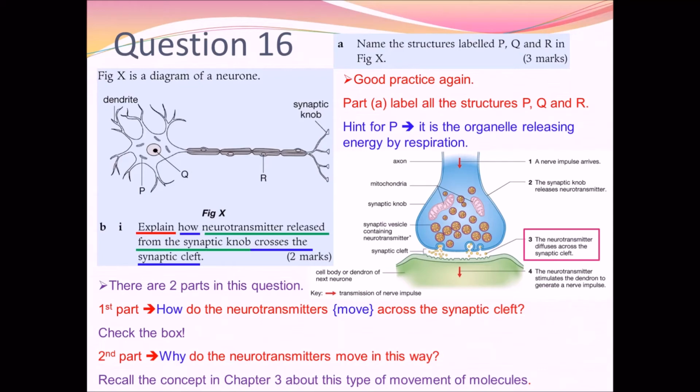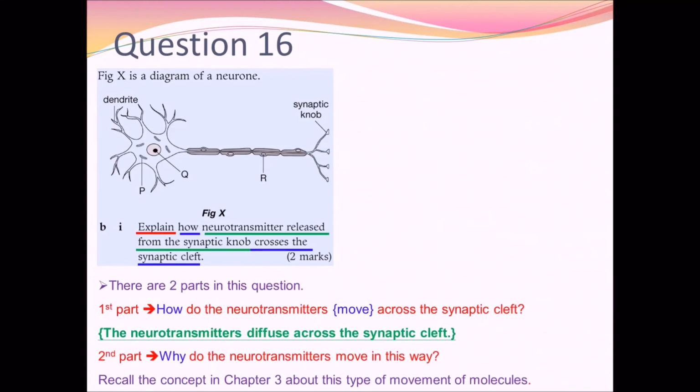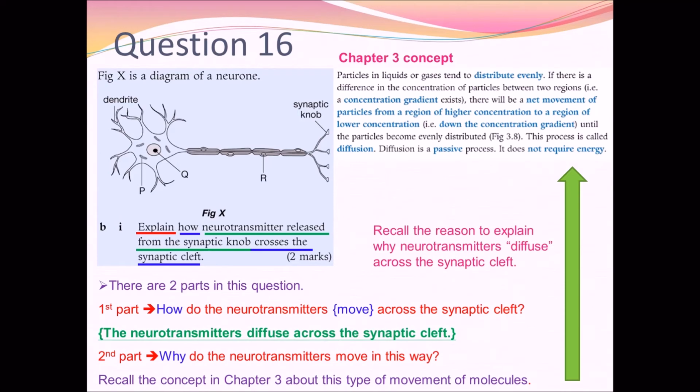From the diagram, in box number 3, you know that the neurotransmitter diffuses across the synaptic cleft. So for the first part of the question, your answer will be very simple. The neurotransmitters diffuse across the synaptic cleft. It's talking about how they move, right? And then for the second part, you need to explain why they move in this way. So you need to recall the concept of chapter 3.